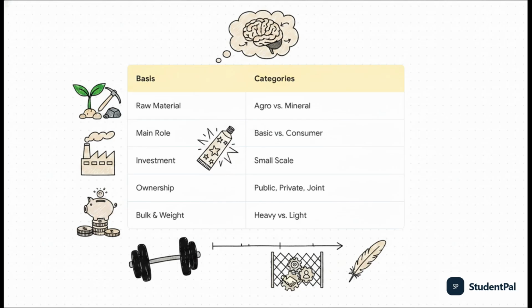How about ownership? Public sector means government-owned, like BHEL. Private sector is owned by individuals. Think Bajaj Auto. Joint sectors, like Oil India Limited, are a mix of both. And cooperative sectors are owned by the producers themselves, where they pool their resources. Finally, we can just look at bulk and weight, heavy industries versus light industries. Keep this mental grid handy. We're going to use it.